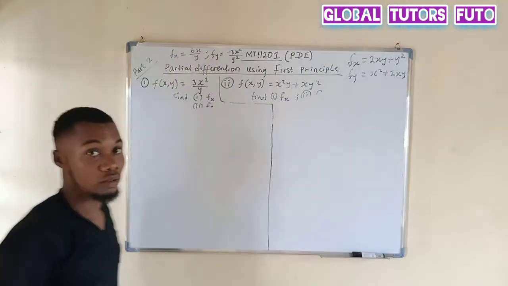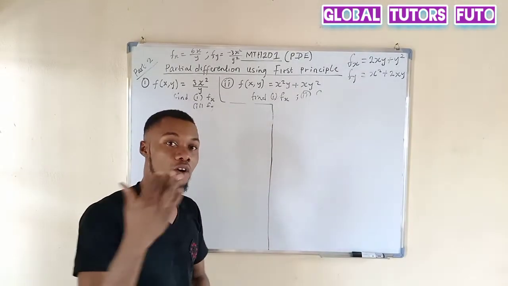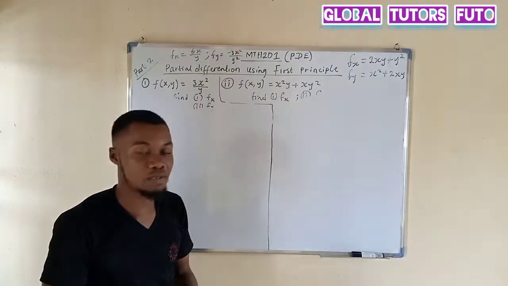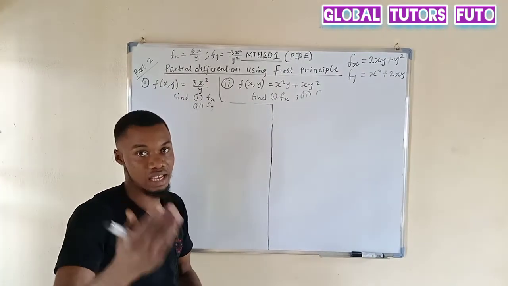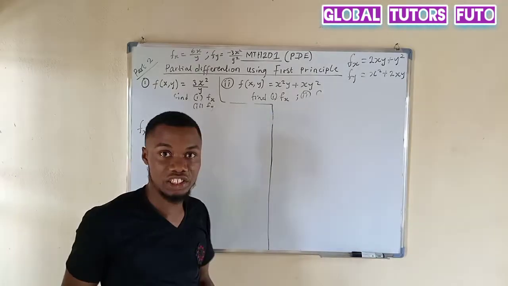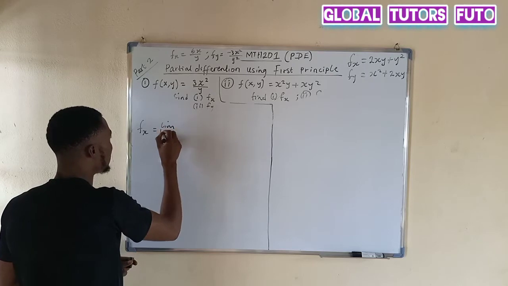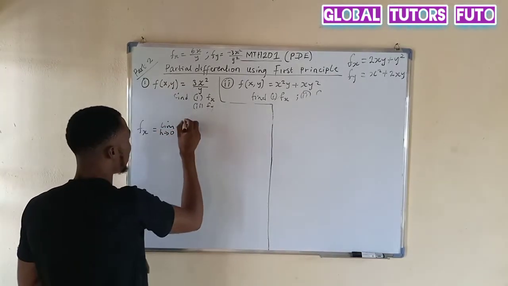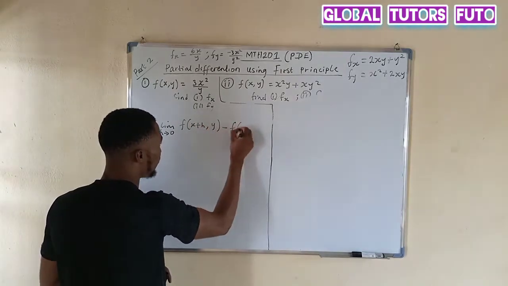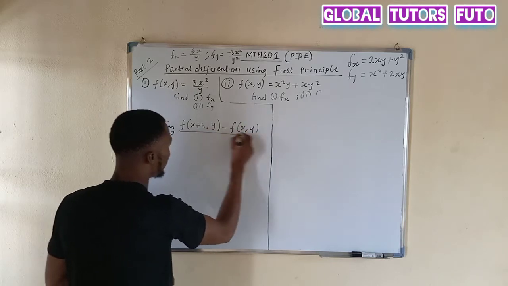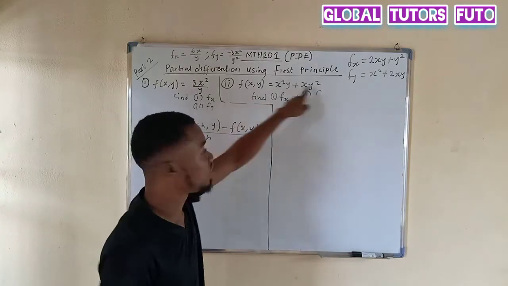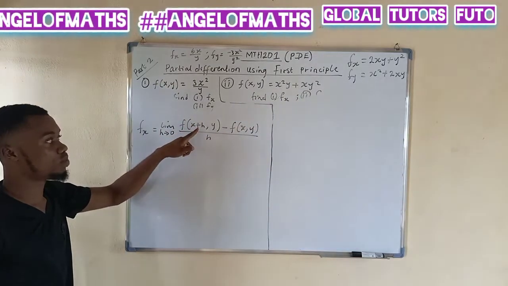Now remember our formula. If you are looking for f_x, it means that there will be a change or an increment in x. If you are looking for f_y, it means that there will be an increment in y. So don't forget. For f_x, let my increment be h. I will be taking the limit as h approaches 0 of f of x plus h comma y, there is an increment in x, minus f of x comma y, over h. From my function, I am given f of x comma y already, which is this. From this, I will get f of x plus h comma y.